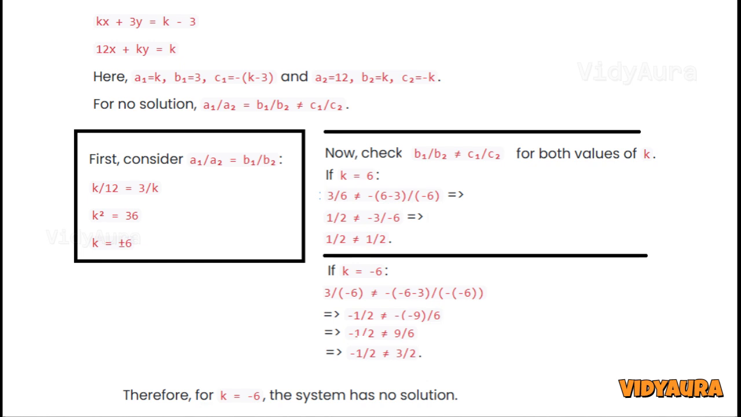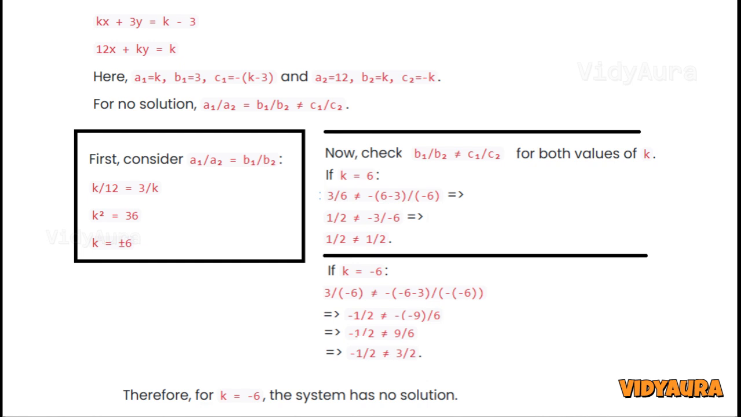But hang on, we're not done. This next part is absolutely crucial. We have to check which of these k values also makes the second part of the rule true. Let's test k equals negative 6. The b ratio is 3 over negative 6, which simplifies to negative 1/2. Now for the c ratio, that's k minus 3 over k. So with our value, that's negative 6 minus 3 over negative 6. That's negative 9 over negative 6, which simplifies to positive 3 over 2. So is negative 1/2 not equal to positive 3 over 2?